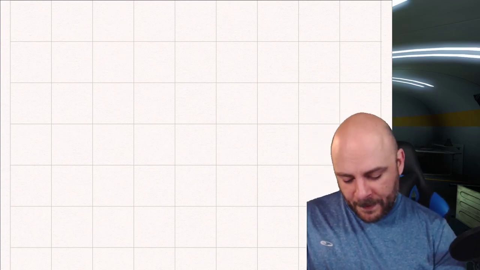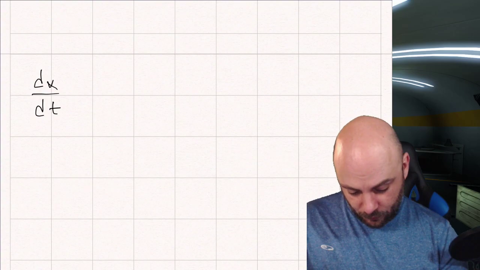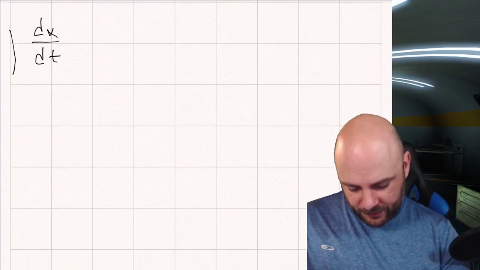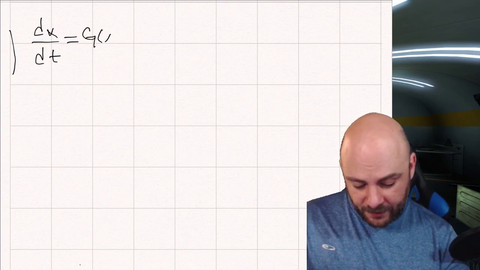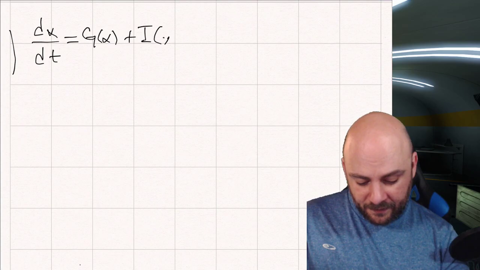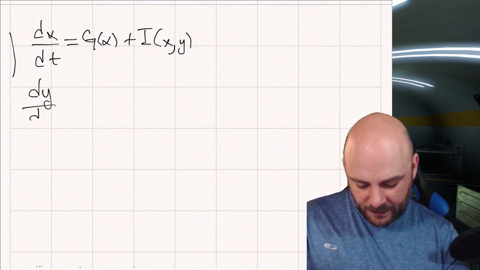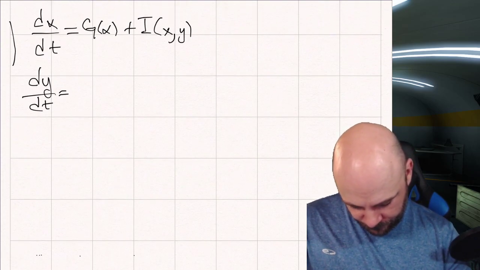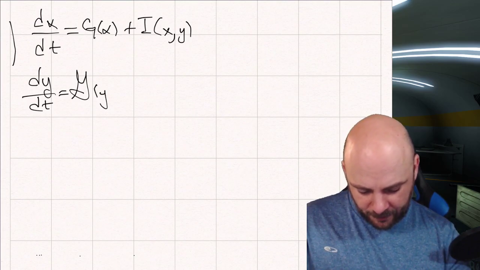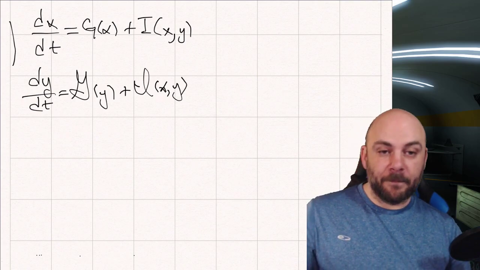To do a specific example, I'm just going to peek at what's going to be in the next video here. Basically, if I rewrite this, dx/dt equals g of x plus I of xy, and dy/dt is the cursive letter version.